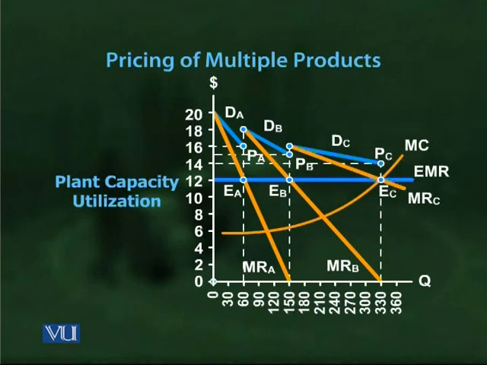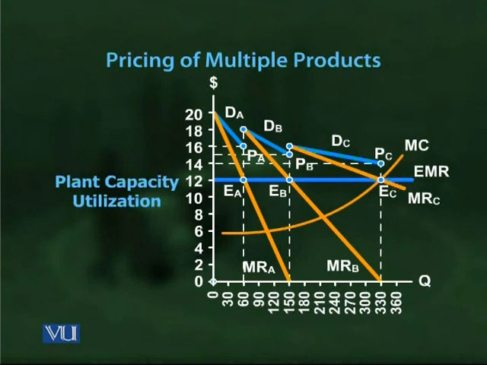Here you can see that the marginal cost is equal to the marginal revenue of the least profitable product, in this case product C, at point EC. You can also see the equal marginal revenue line, that is EMR, which is crossing the marginal revenues of product A, product B, and product C, at points EA, EB, and EC. On the horizontal axis, you can see that the total number of units produced of all these three products is 330 units. At point EA, we draw a vertical line, and that touches the horizontal axis and the demand for product A.